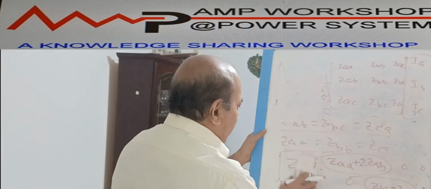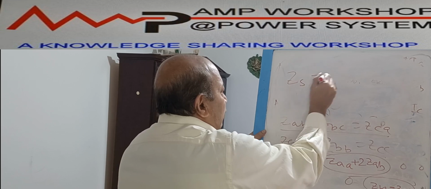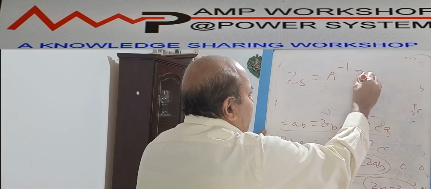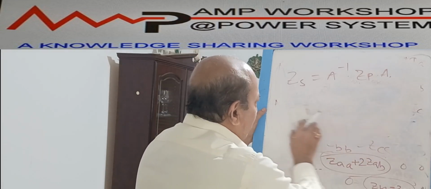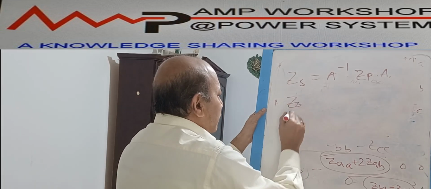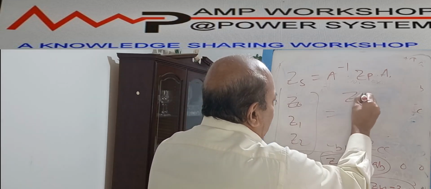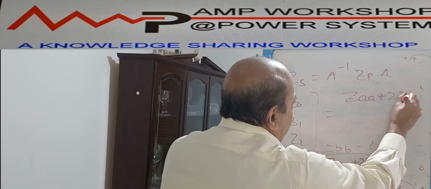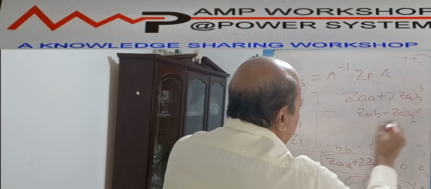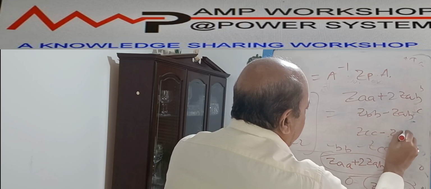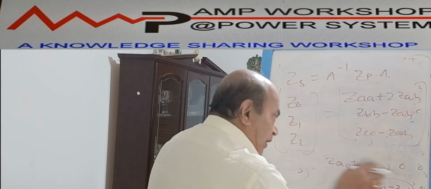If we convert this equation with this, if you calculate ZS is equal to A inverse of ZP into A, you will get the sequence impedance. Three component of the sequence impedance. What is that? Z0, Z1 and Z2. This sequence impedance, that equal to, you will get ZAA plus 2ZAB. Then you will get ZBB minus ZAB and ZCC minus ZAB. This will be the sequence impedance for the transmission line of a balanced symmetrical transmission line.